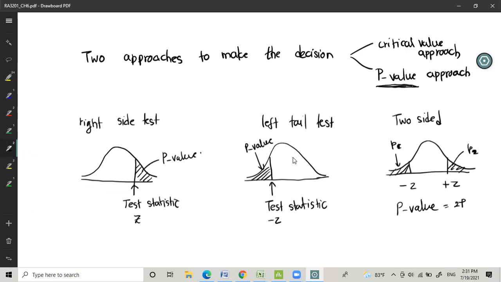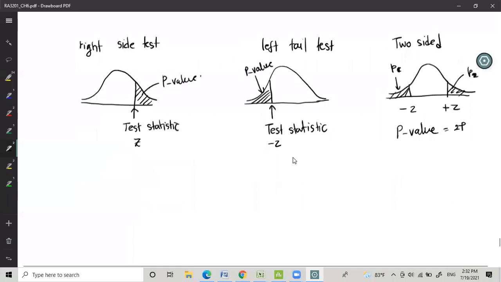Okay. Now, after you find the p-value, remember the steps. You write the hypothesis, you find the test statistic, and then using the test statistic, you find the p-value, that is the tail probability. If it is a right-sided test, you get the right tail probability. If it is a left tail test, you get the left tail probability. If it is a two-sided test, you take the tail probabilities of both sides, add them together. Now you have something called the p-value.